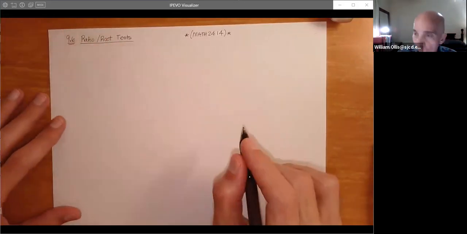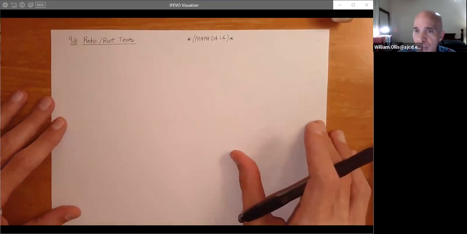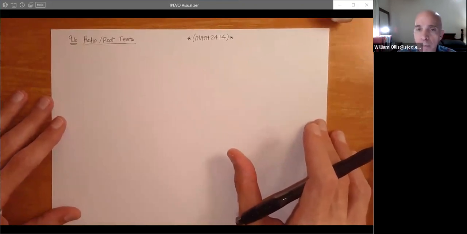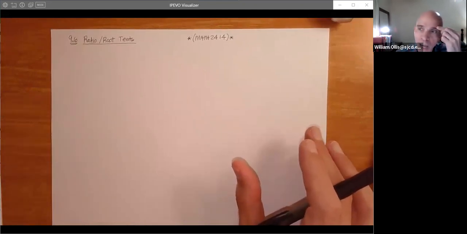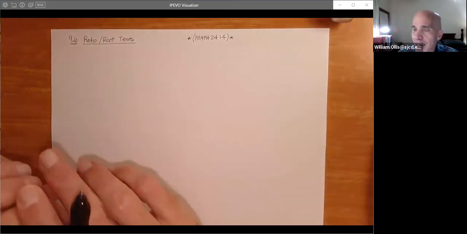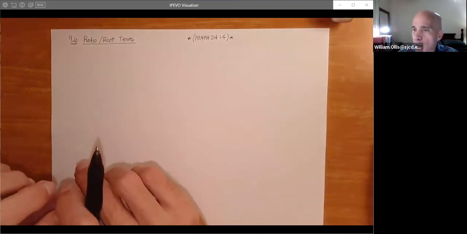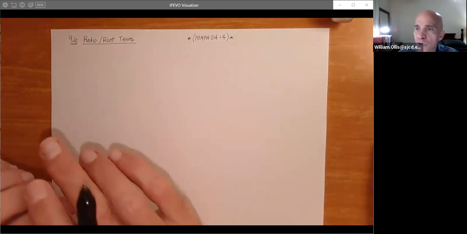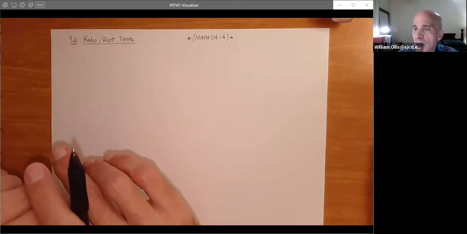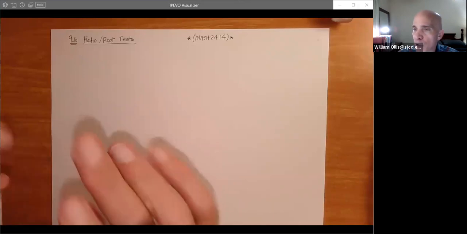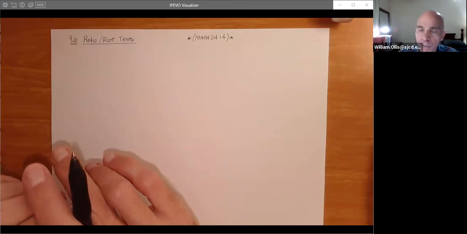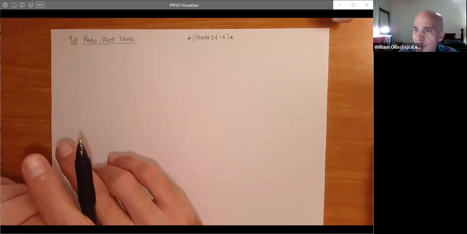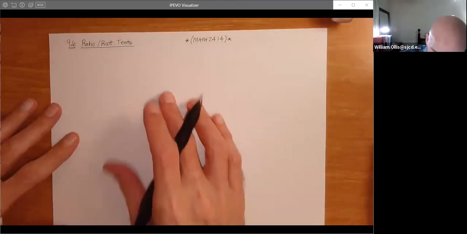Now, what I want to do is state the actual theorems. And towards the end of the lecture, I want to go over the justification for the convergence of the root test. Both of the tests can be basically justified with the same arithmetic and the same convergence theory that we've already developed. So I think you're going to find them to be very user-friendly.